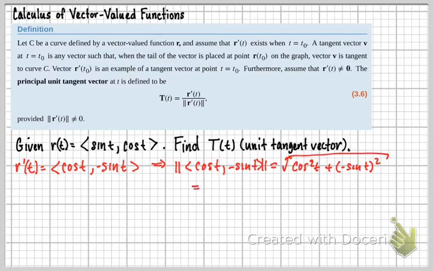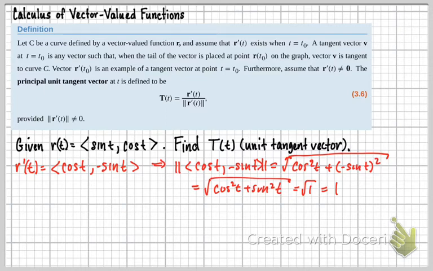So then this equals here the square root of cosine squared t plus sine squared t. And we know cosine squared t plus sine squared t equals 1. So this is really the square root of 1, so it actually equals 1. So the magnitude of our vectors is 1.